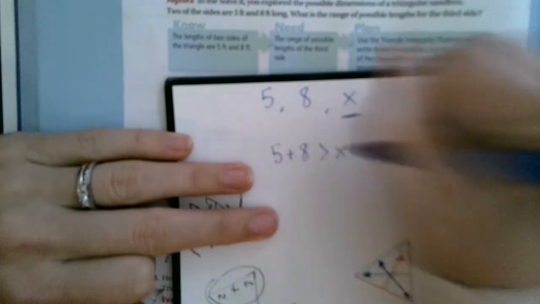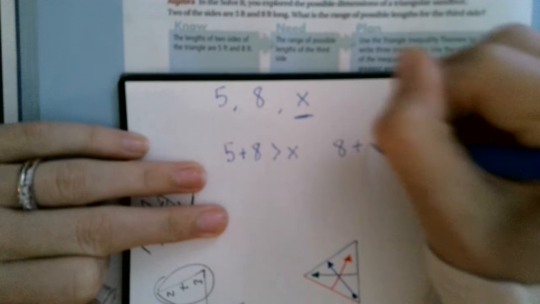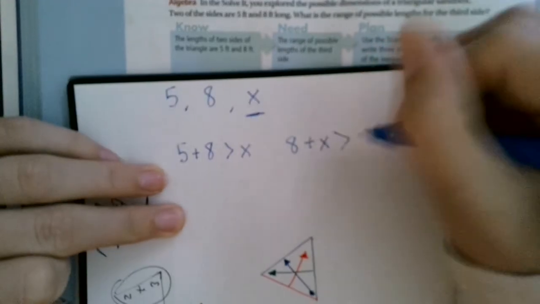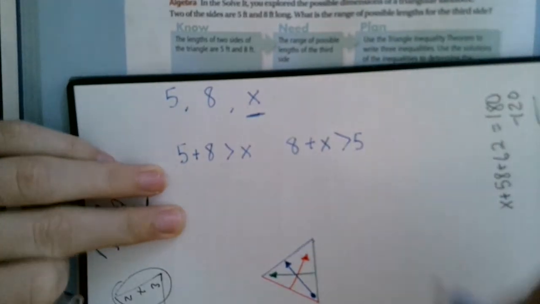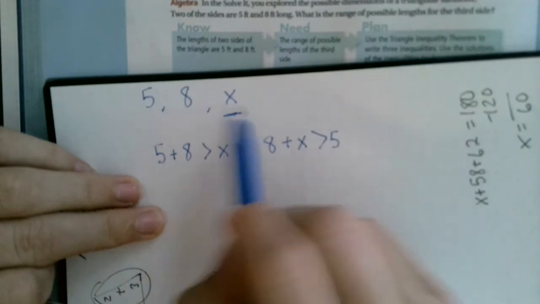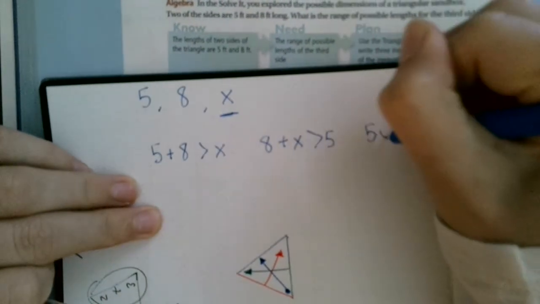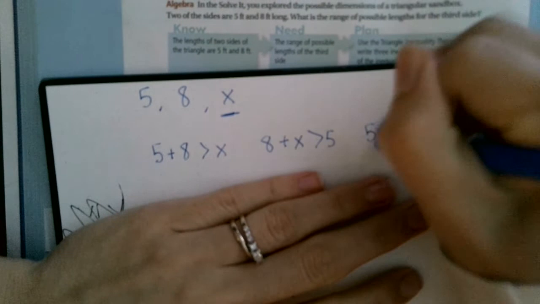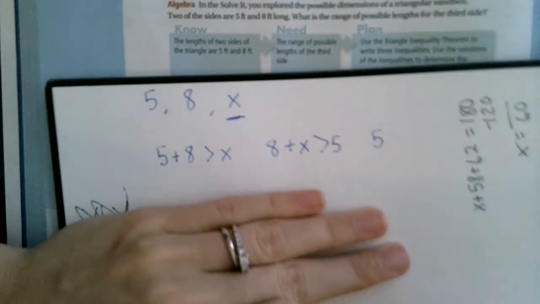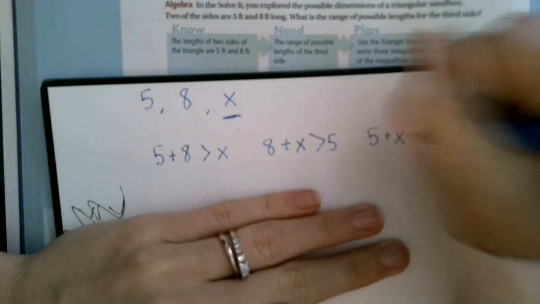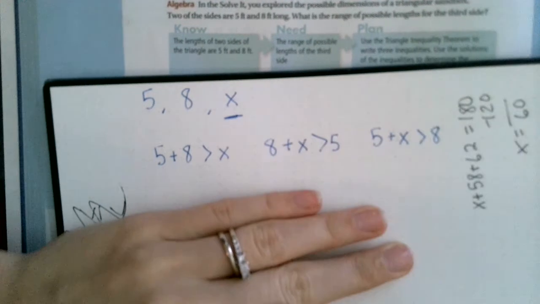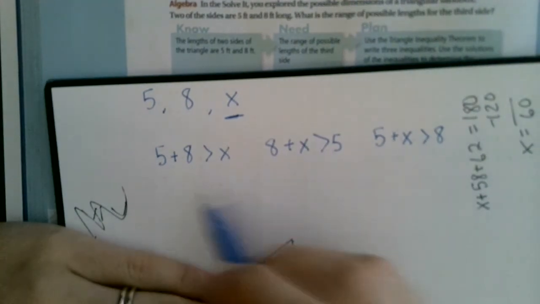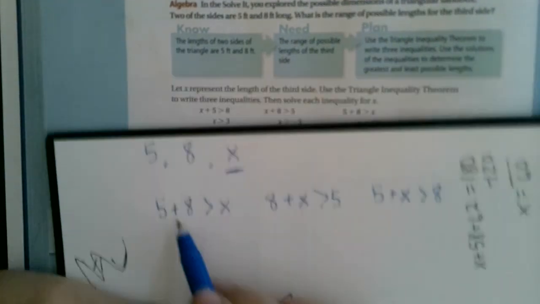We know that 5 plus 8 must be greater than the third side, right? And we know 8 plus x must be greater than the third side. And the last one, we know 5 plus x, not times, plus x must be greater than the third side, okay? So I can solve these for x. Well, 5 plus 8, right there, we have 13.